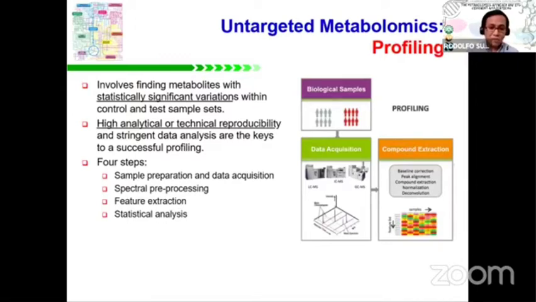Now, usually in an untargeted metabolomics workflow, analytical and technical reproducibility is essential to arrive at a stringent data analysis. And these are the keys to a successful experiment. Unfortunately, it comes with a steep price as well. If you want to have a highly reproducible, highly sensitive, and high resolution equipment, you need to invest a lot of money for these instruments.